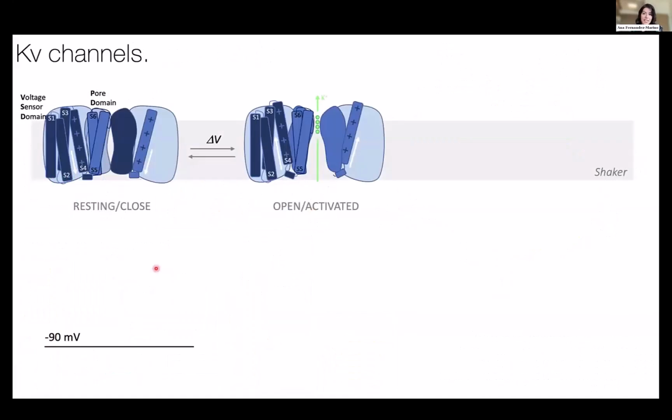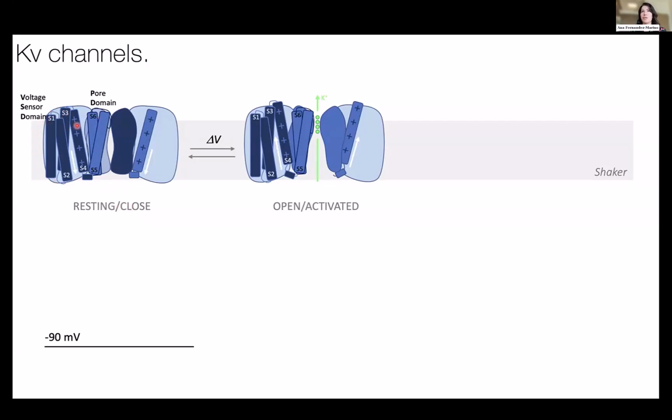I think this audience does not need this slide, but just in case, to have everyone on the same page, I want to go very briefly over the basics of KV channels. A classical KV channel is a homotetramer. Each monomer contains 6 transmembrane domains.